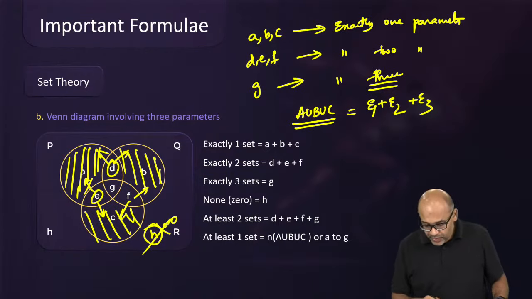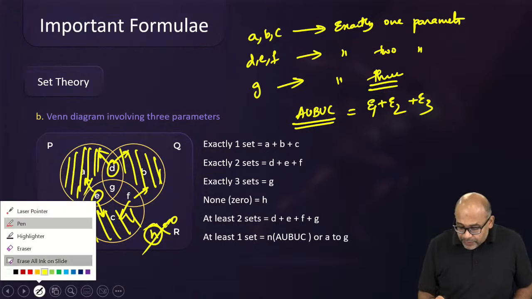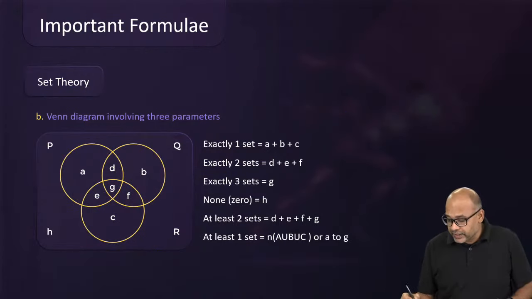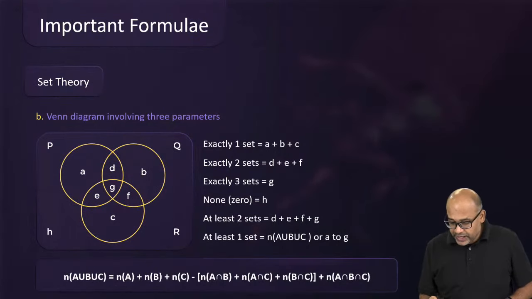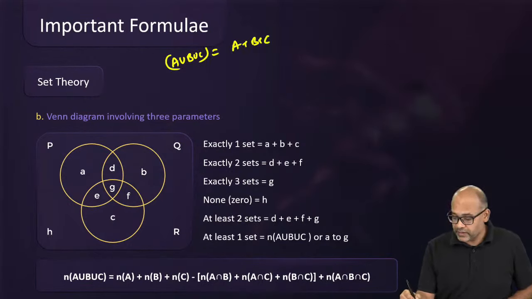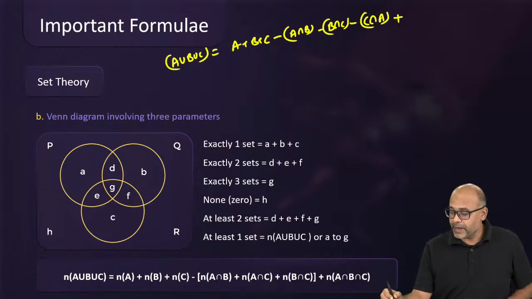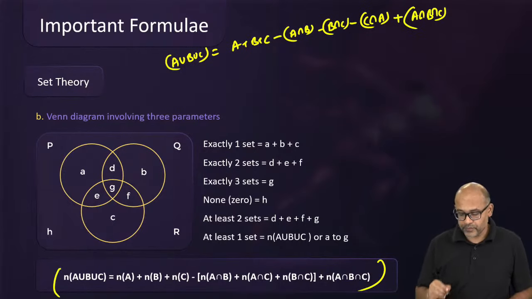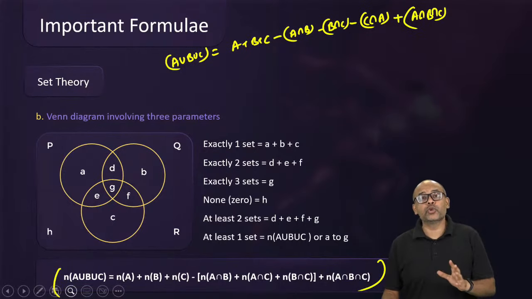Okay? Now, based on the same logic that I showed earlier, you will get a formula. A union B union C is nothing but A plus B plus C minus A intersection B minus B intersection C minus C intersection A plus A intersection B intersection C. This is a big formula, right? But don't worry too much about it.